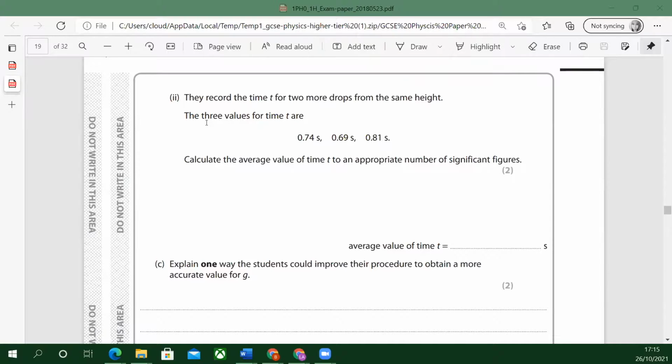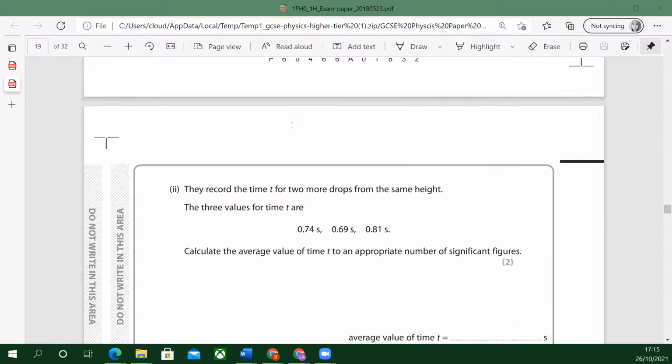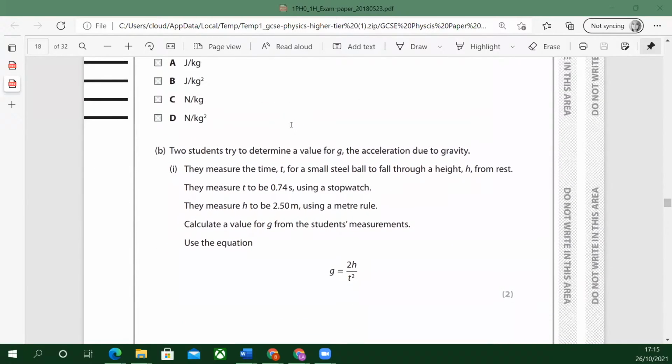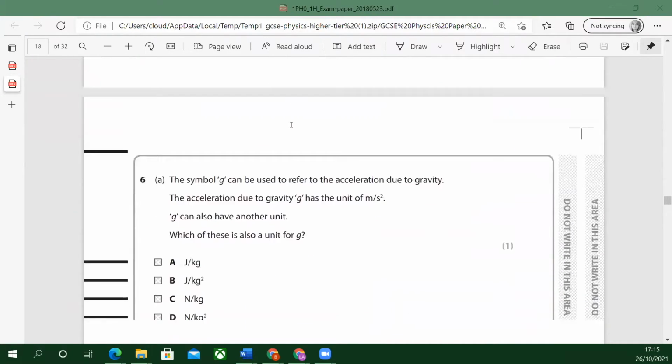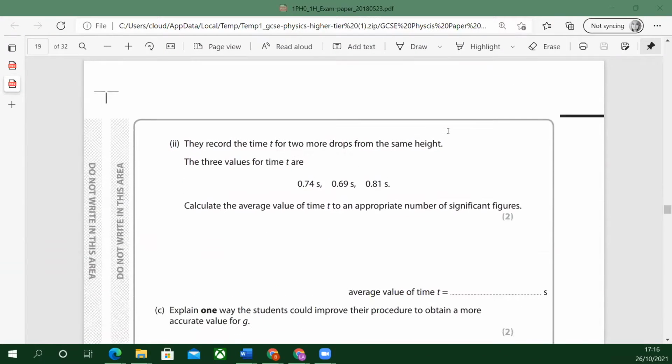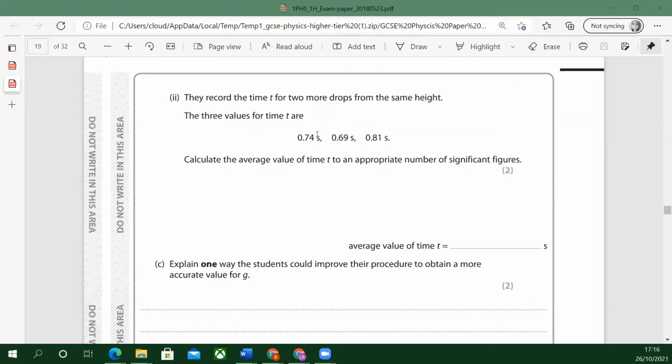Okay, I'll just get started straight away. So this was the gravity thing. It was about the students dropping. So let's have a look at the full explanation. Measure g due to gravity, and measure t for a small steel ball to fall through a height. Okay, so that was last time. We'll recap. So the timings were 0.74, 0.69, 0.81.